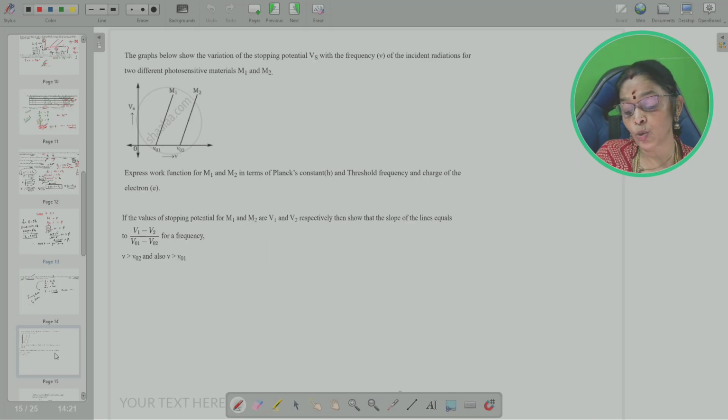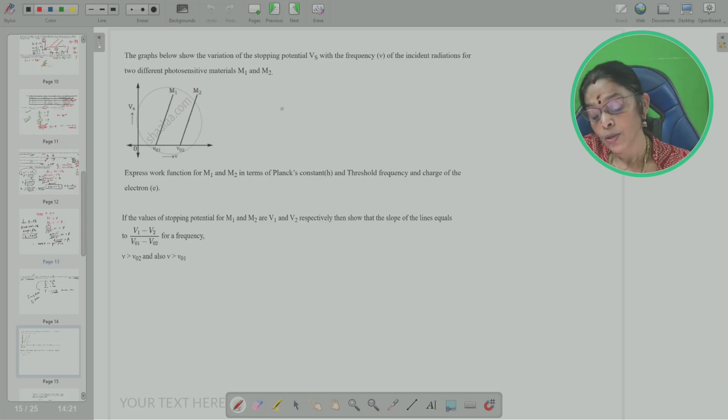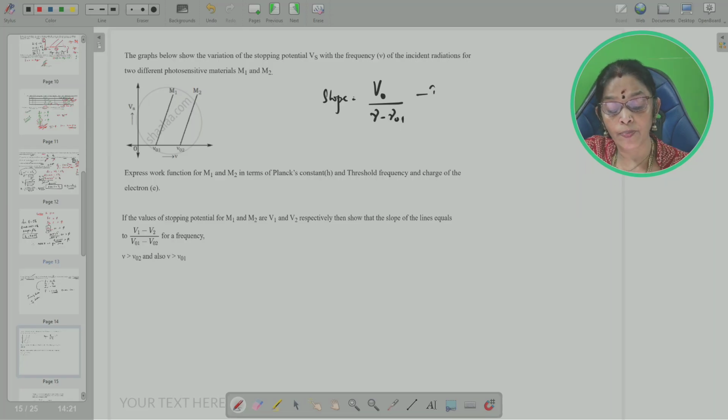So the graph below shows the variation of stopping potential versus frequency of the incident radiation for 2 different photosensitive materials. Express the work function. So now I will find out the slope, that is equal to stopping potential V naught divided by nu minus nu naught 1, that is for the first one. For the second one, V naught divided by nu minus nu naught 2.